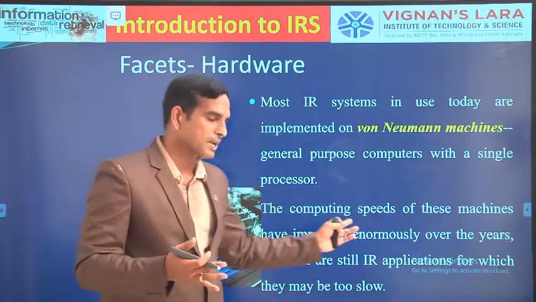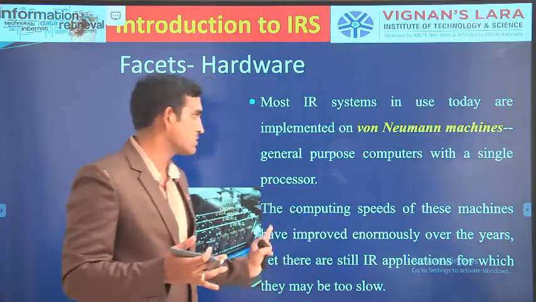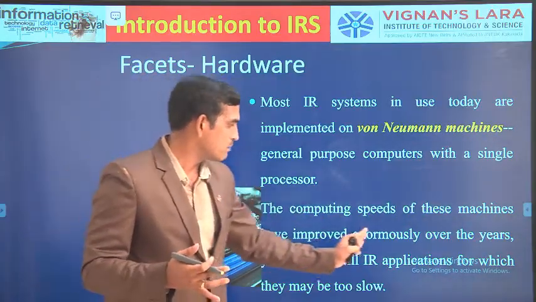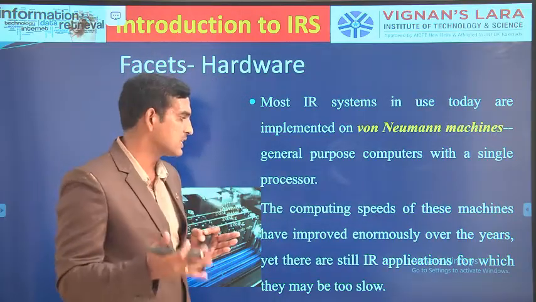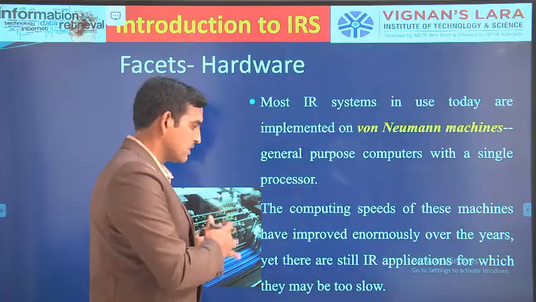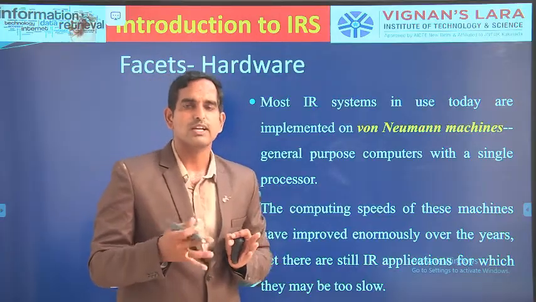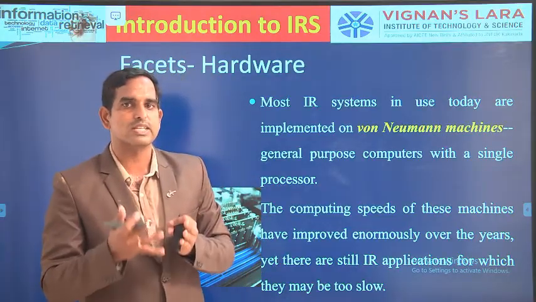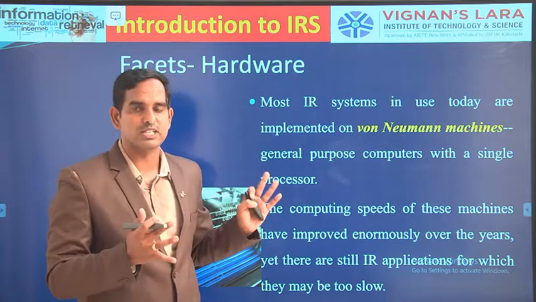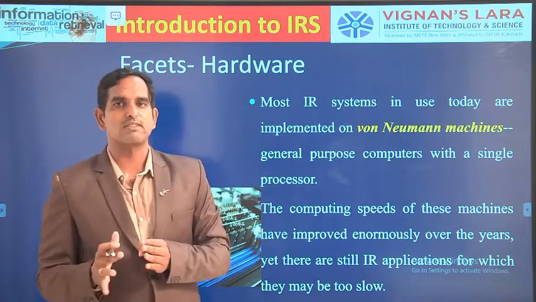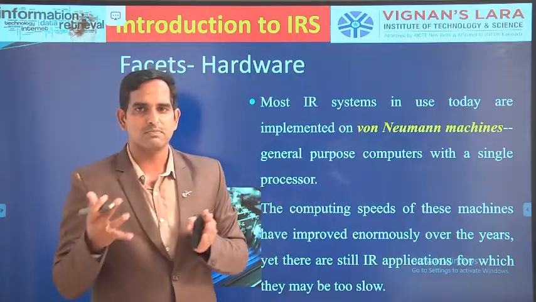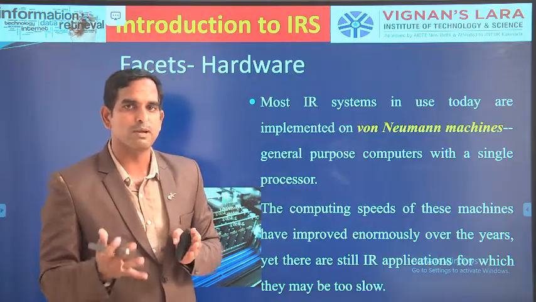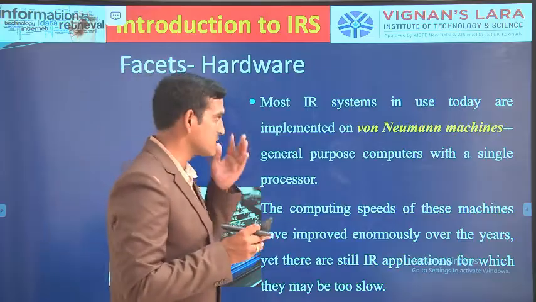So the computing speeds of these particular systems, the von Neumann machines, have been improved enormously over the years, and yet there are some information retrieval applications which are too slow. Okay, so some information retrieval systems cannot be implemented on these von Neumann machines. Many information retrieval systems are still implemented using von Neumann machines, but there are some interactive applications which cannot be implemented using them.